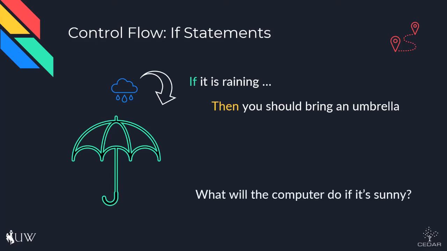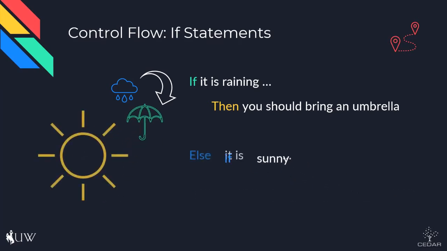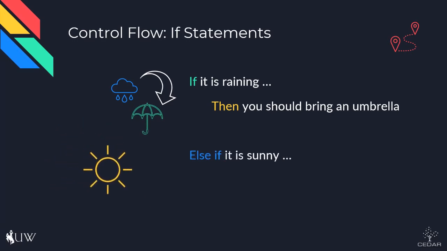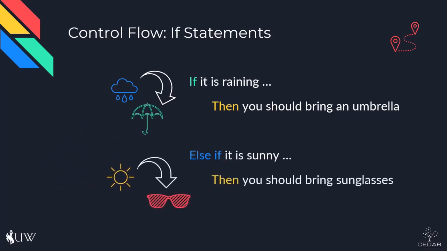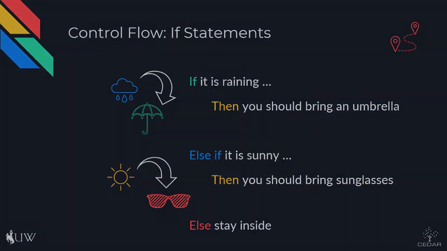You could stop writing here and just let the computer look for rain, or you could write more. You could say, else if it is sunny, then you should bring sunglasses. Now the computer will bring an umbrella if it's raining, or it will bring sunglasses if it's sunny. If it's not rainy and it's not sunny, the computer won't do anything. If you wanted to give it further instructions, you could add else stay inside, which will tell the computer if it's not raining, if it's not sunny, then just stay home.